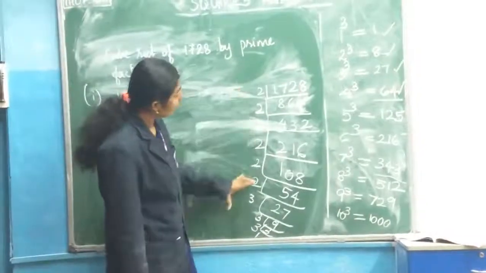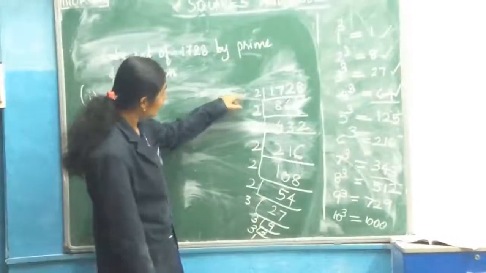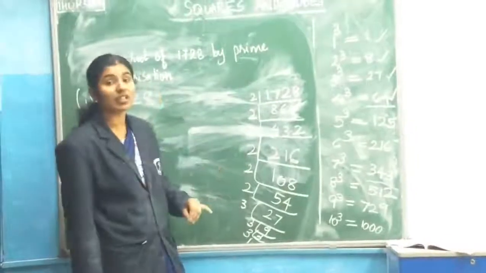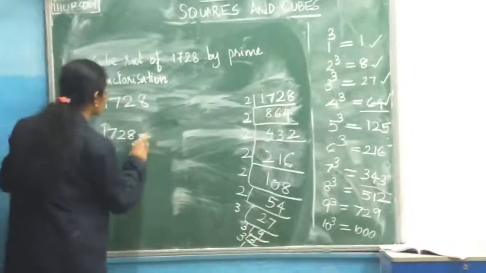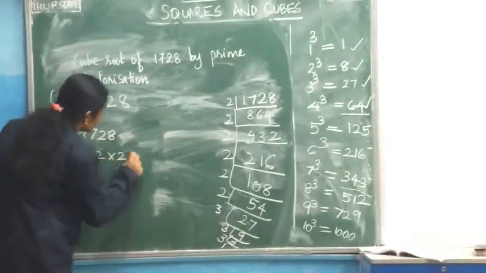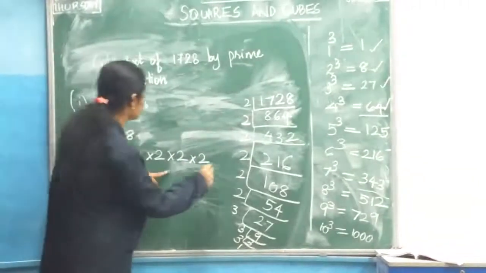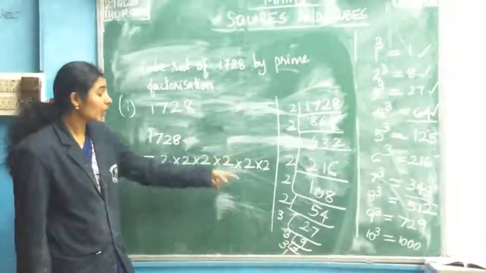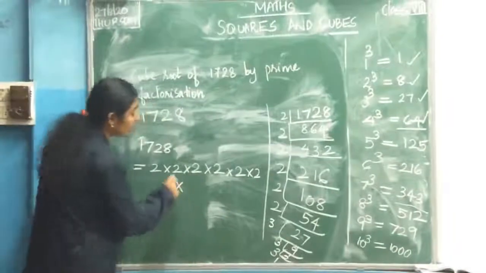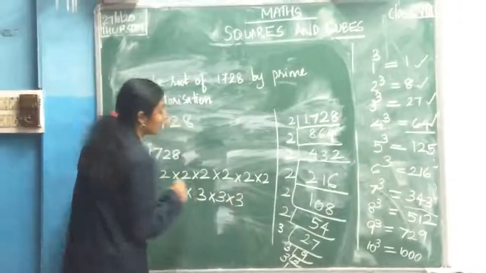See here, in this column, how many times is the number 2 occurring? 1, 2, 3, 4, 5, 6 times. The number 2 is coming 6 times, so you should write 2 six times. Next number is 3. How many times is it coming? 3 times: 3 multiplied by 3 multiplied by 3.